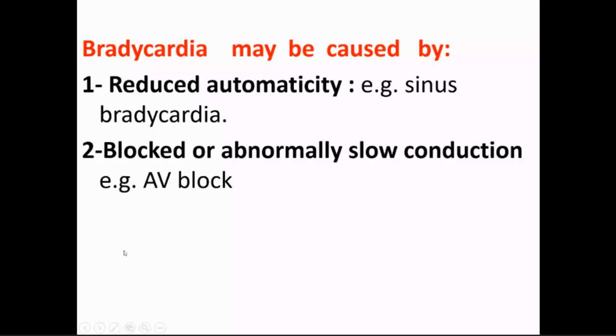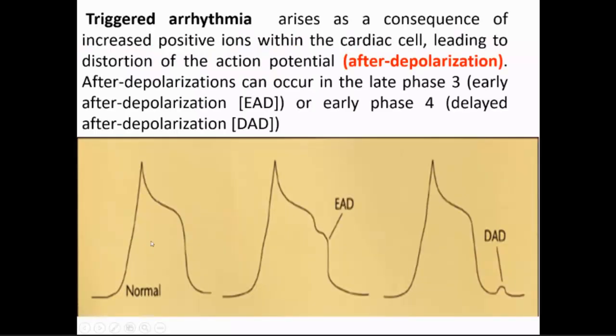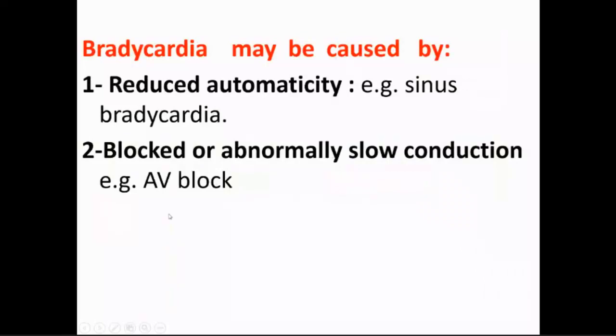We come to bradycardia. البراديكارديا may be caused by reduced automaticity like sinus bradycardia يعني ال SA node is not firing at the normal rate يعني أقل من 60 it will fire, or there will be a blocked or abnormally slow conduction in the AV node, in the bundle branches, the left or the right bundle, okay? So it will cause AV block, okay?